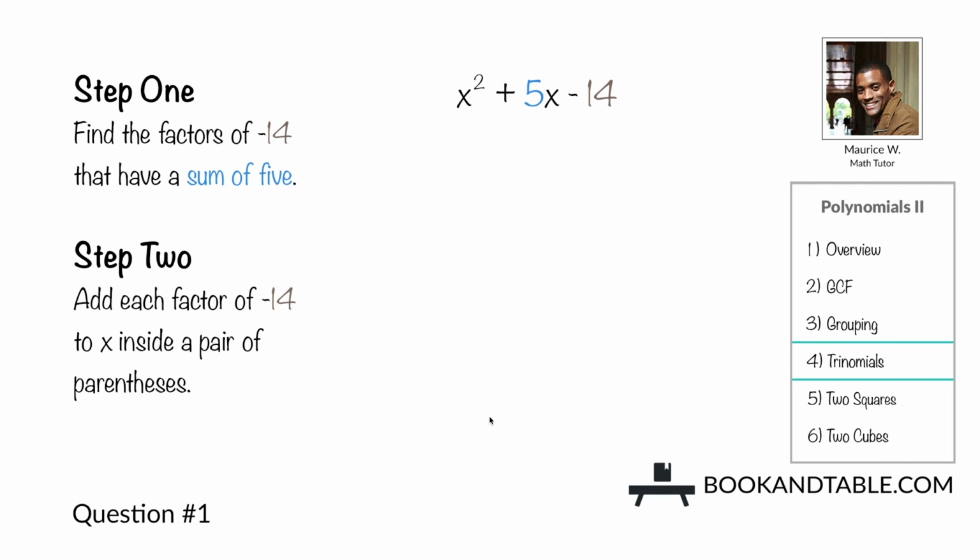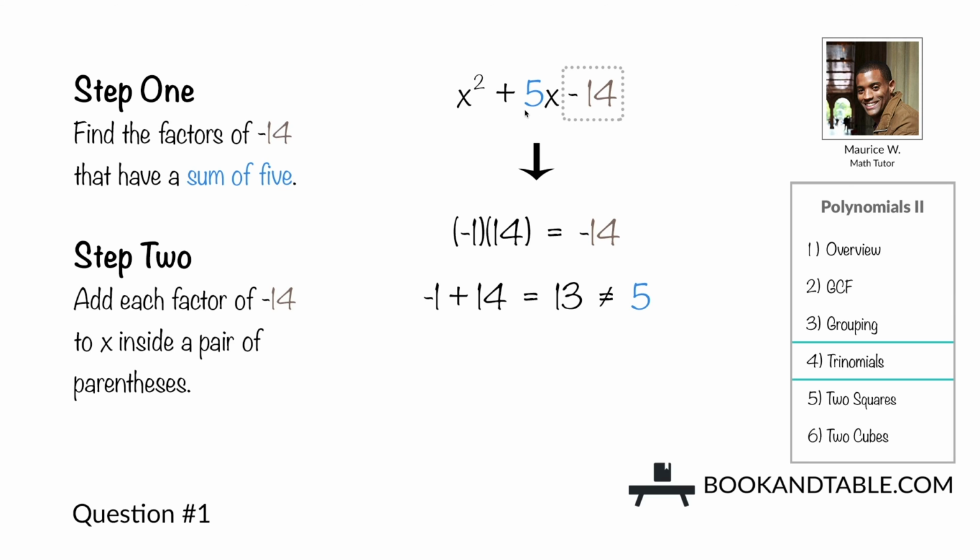Question number 1. We were given x squared plus 5x minus 14. So we'll start by finding the factors of negative 14 that have a sum of positive 5. Negative 1 times 14 would give us negative 14. But when we find the sum of those two factors, we get negative 1 plus 14, which is positive 13, and that does not equal 5. So these are not the two factors that we are looking for.